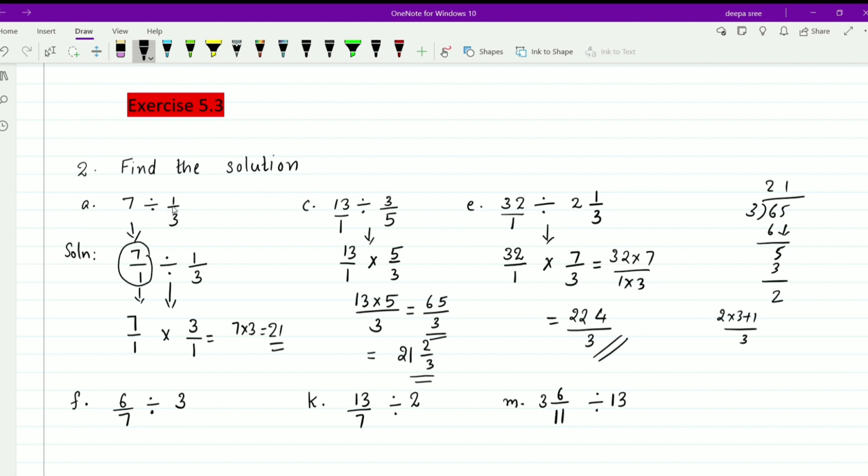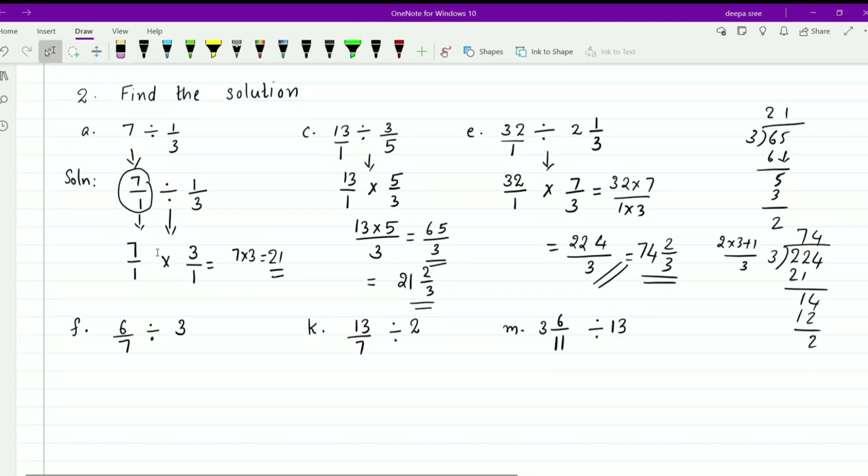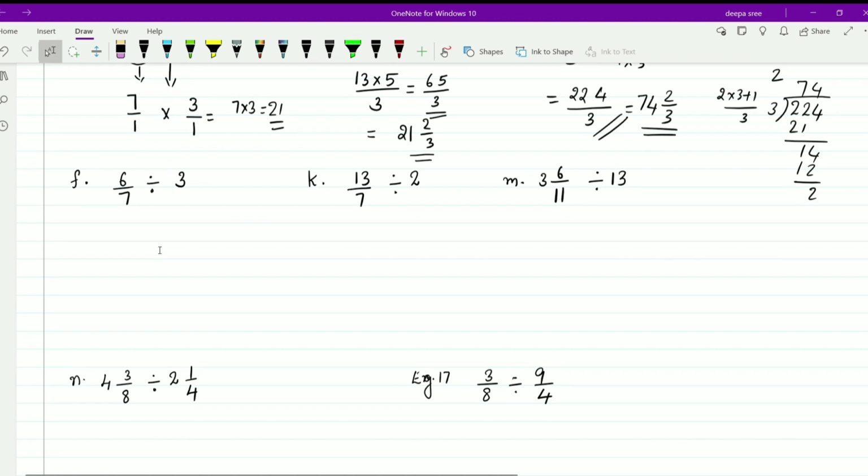So you can convert it into an improper fraction, 224 divided by 3. 3 7s are 21, 1 40, 3 4s are 12, remainder 2. Therefore the mixed fraction is 74 and 2 by 3. Next question. You can try these questions yourself.